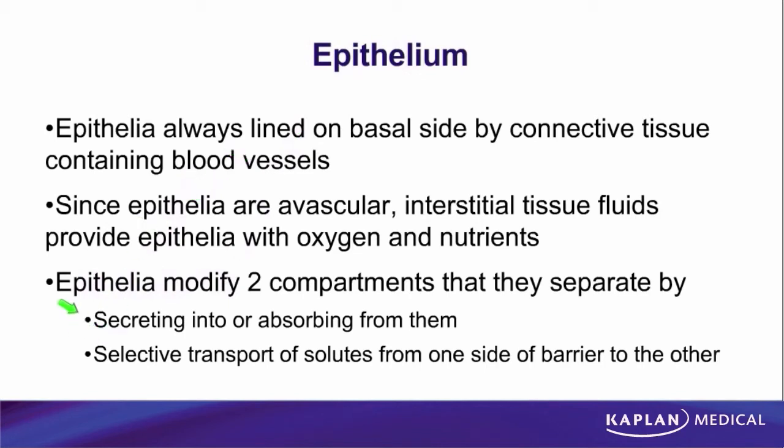So the epithelial cells have the ability to modify both of those compartments. In other words, the connective tissue compartment and the luminal compartment. And so you can transport material out of the lumen into the vasculature, or you can transport material out of the vasculature into the lumen. So depending upon the direction in which you're moving, you're going to modify both compartments by taking materials out of one compartment and moving them into the other compartment.